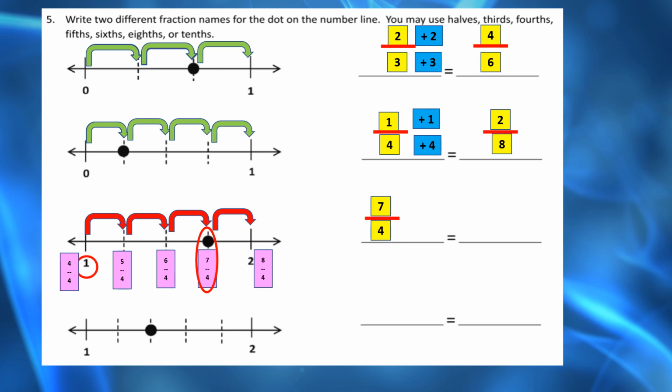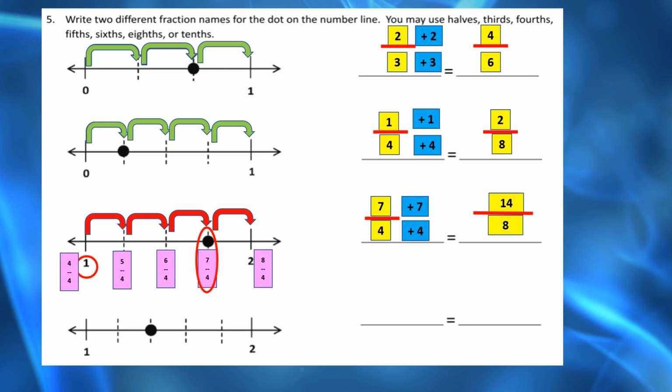Now to find the equivalent fraction, I just double my numerator and double my denominator. So let's double my numerator or my top number first. What's 7 plus 7? If you said 14, you're absolutely correct. And let's double that denominator. What's 4 plus 4? That's right, it is 8. So that means that 7/4 is equivalent or equal to 14/8.